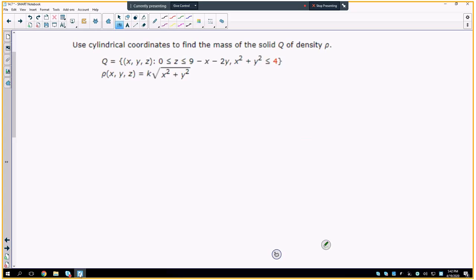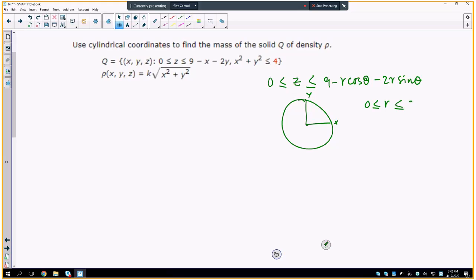If you think about it, your z values are between 0 and 9 minus r cosine theta minus 2r sine theta. That's what your limits of z are going to be. Whereas x squared plus y squared less than or equal to 4 is the circle of radius 2 units. So what does that tell me? That my r, because the radius is 2, is between 0 and 2 units. And theta, being a full circle, is between 0 and 2 pi. So those are all the limits that I have to worry about.